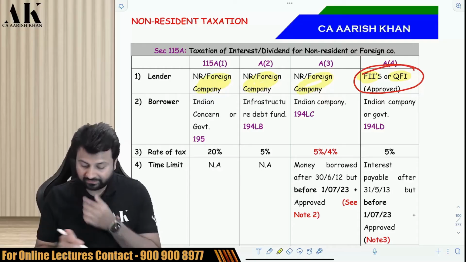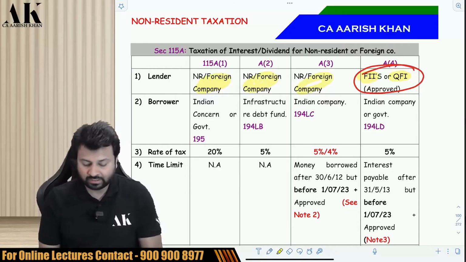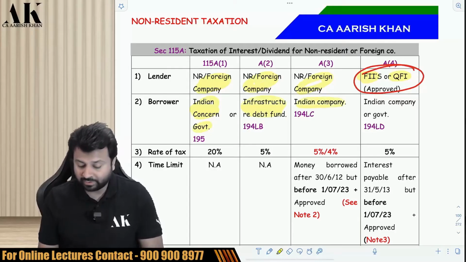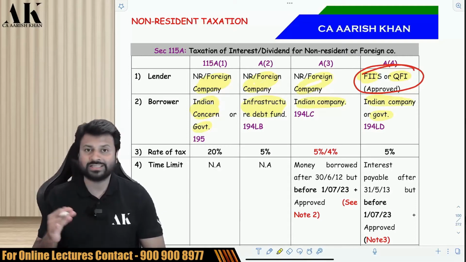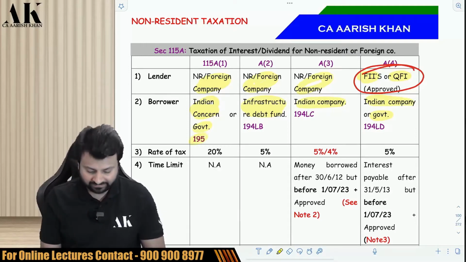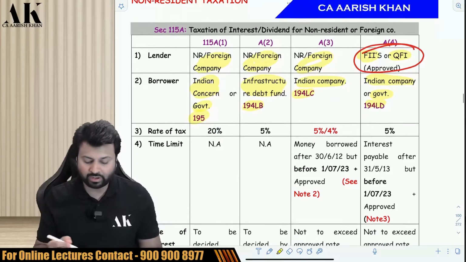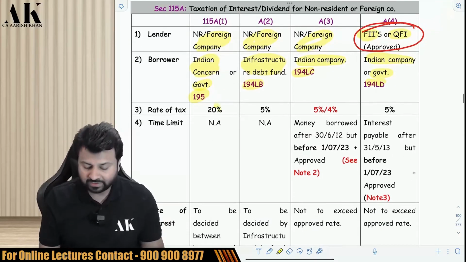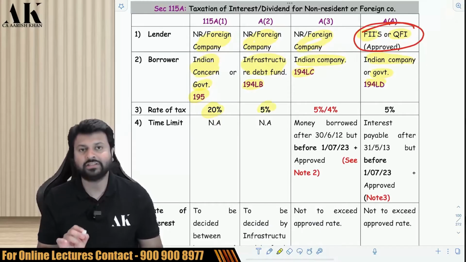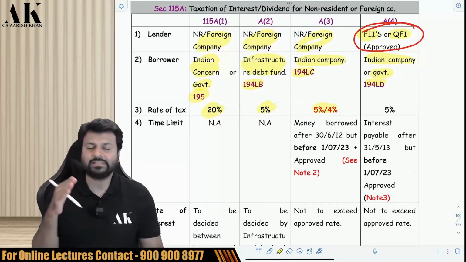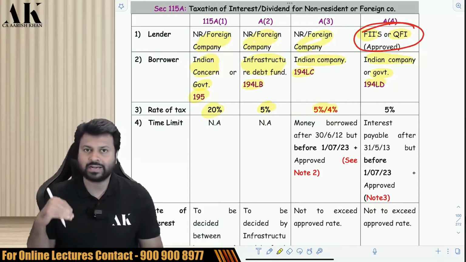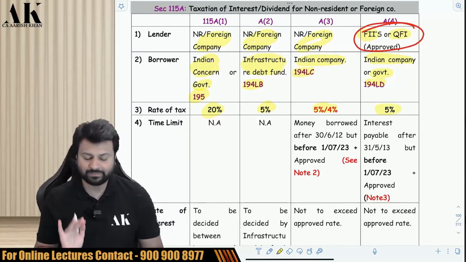Now the borrower is different at every place. Here the borrower is Indian concern and government. Here the borrower is infrastructure debt fund. Here the borrower is just an Indian company. And here the borrower is an Indian company or government. So the borrower changes everywhere. The TDS will be deducted in the first under section 195, in the second, third and fourth under 194LB, 194LC and 194LD. Now what is the rate of TDS and what is the rate of tax? In the first section the rate is 20%, in the second section it is 5%, in the third section in some cases it is 5% and in some cases it is 4%, that I will let you know in a while, and in the fourth case it is 5%. Okay, what is the time limit?